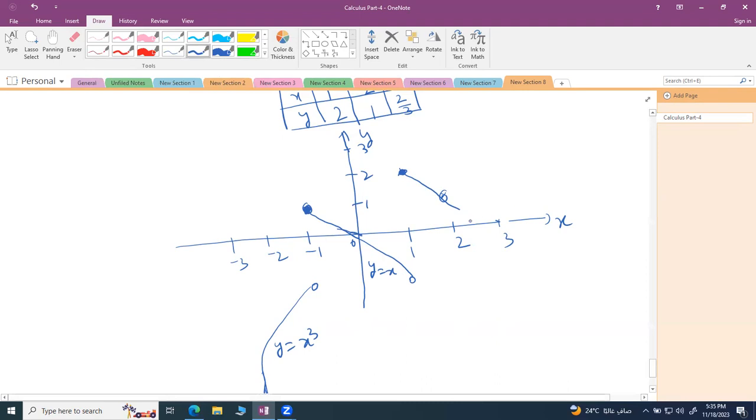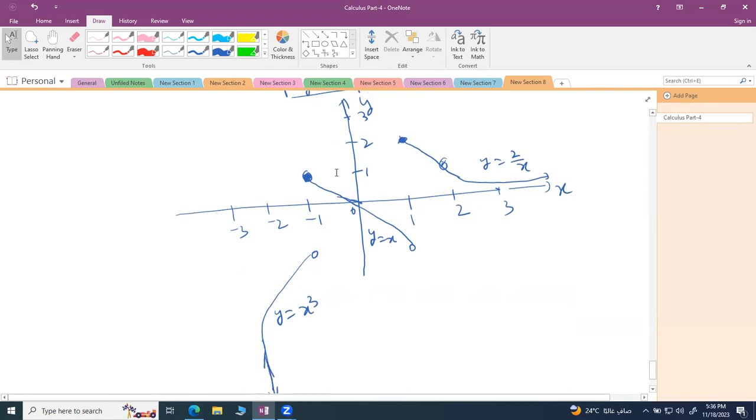So this is y equal to 2x. So this is the graph.